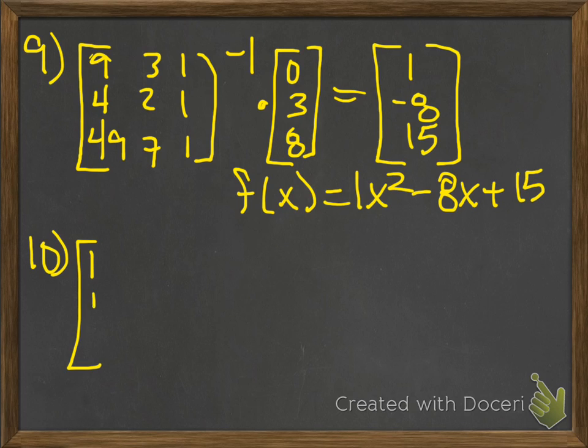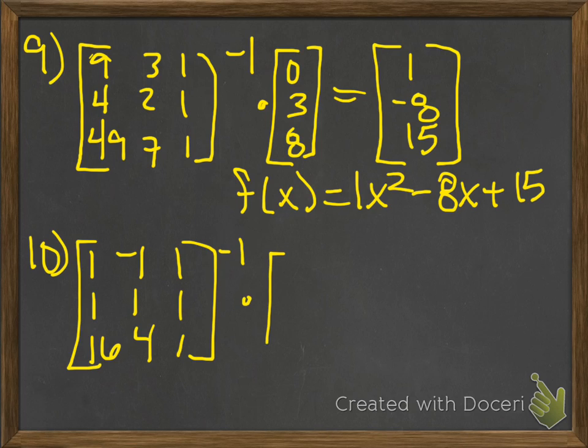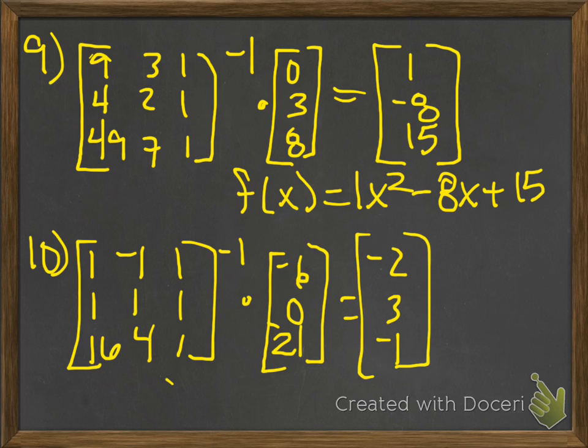Number 10, the exact same way. You can see how I'm putting those numbers in. Raised to the negative 1 times that. Press enter on the calculator, and that's what I would get. Negative 2, 3, and 1. So that would be negative 2x squared plus 3x minus 1. Okay, so keep that in mind, and those should be pretty easy.